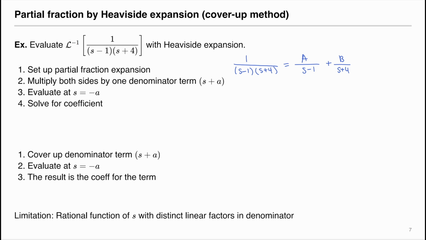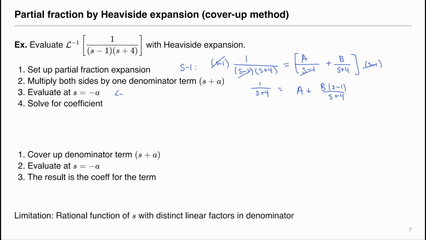For example, we can do it first for s minus 1. So we multiply both sides by s minus 1. And then we see that these terms cancel out. So on the left, we have 1 over s plus 4 equals to, these terms cancel out, a plus b times s minus 1 over s plus 4. And then the third step is to evaluate at s equals to minus a.